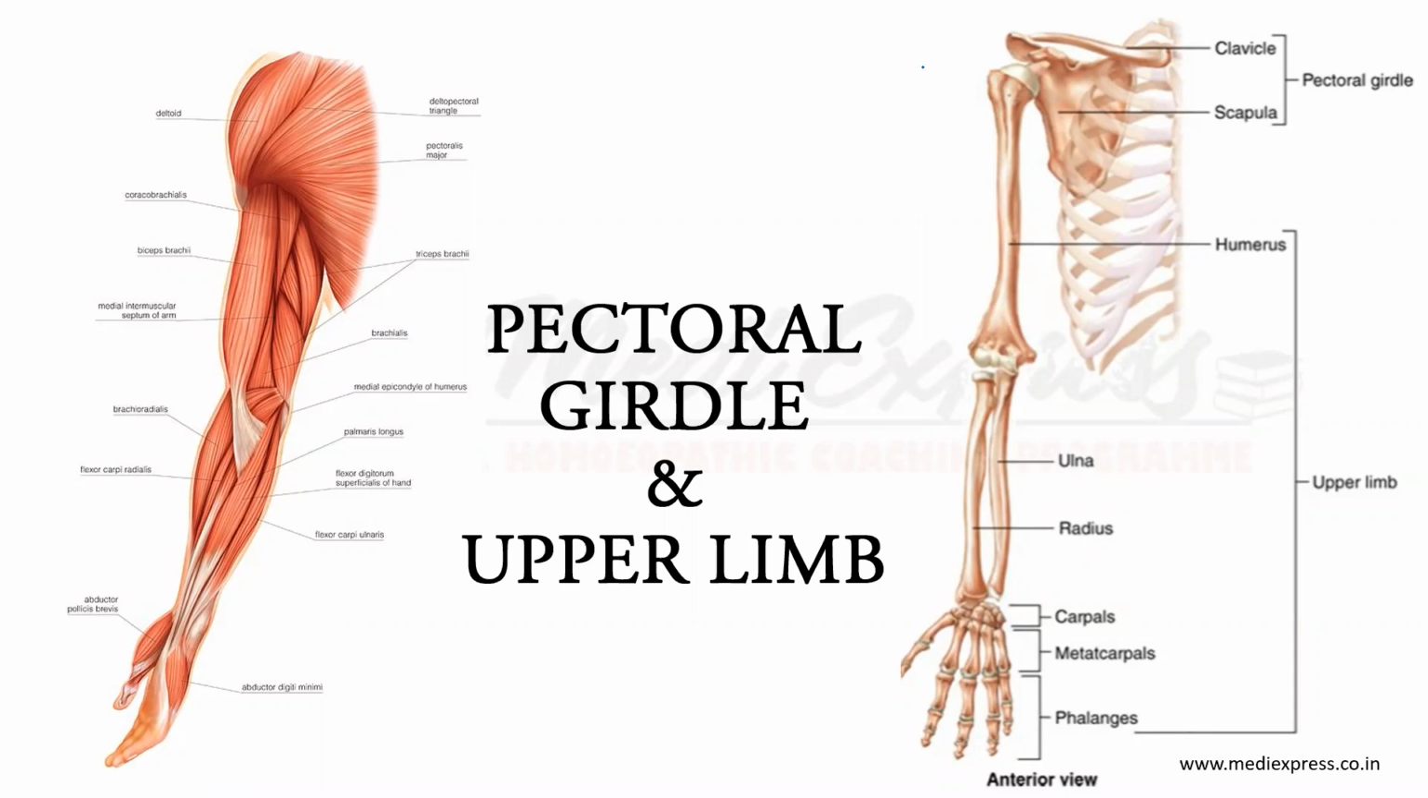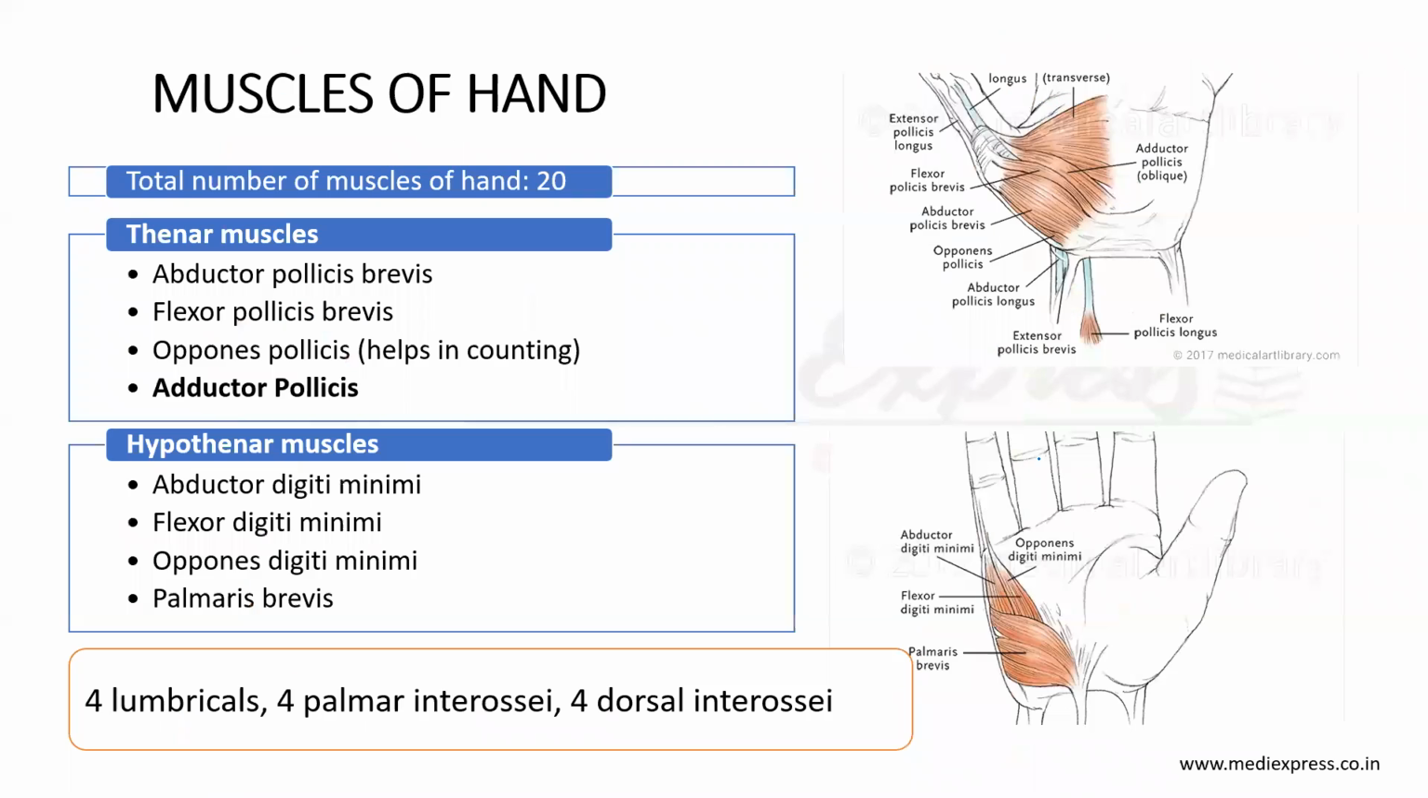Today we are going to deal with most of the other topics which are left in anatomy, starting with the pectoral girdle and the upper limb topics. The first one in the pectoral girdle and the upper limb is the muscles of the hand. This is very important, and at least one question usually comes from this session. So, muscles of the hand.